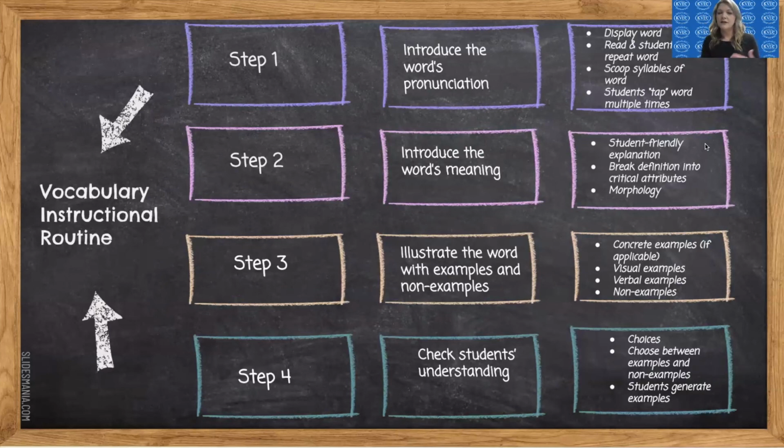Step 1 is you're going to introduce the word. I'm going to model each one of these steps separately, but I wanted you to see all 4 steps together before we move into them. Step 1 is to introduce the word's pronunciation, and step 2 is introduce the meaning. So you're going to tell them what the word is, you're going to tell them what the word means, and step 3 is illustrate with examples and non-examples, and then step 4 is check for the student understanding. Simply put, you're going to tell them what the word is, what it means, give an example of what it is and what it is not, and then check and see if they got it, see if they know it.